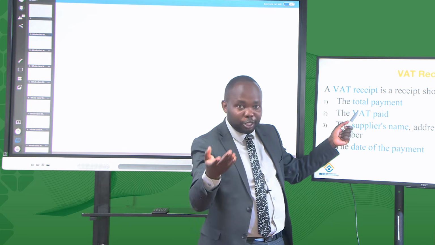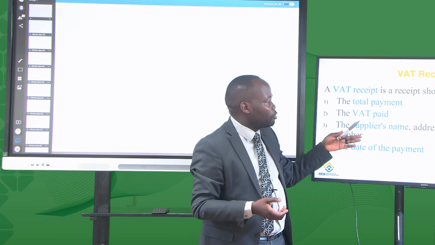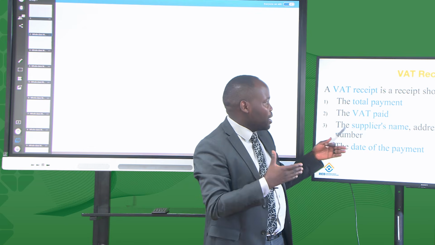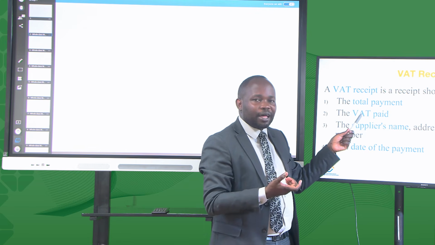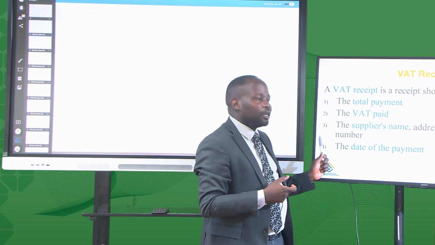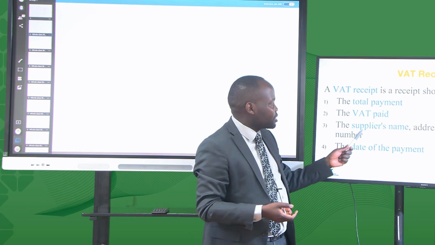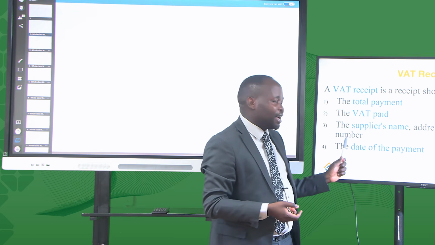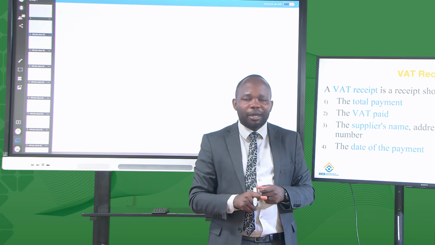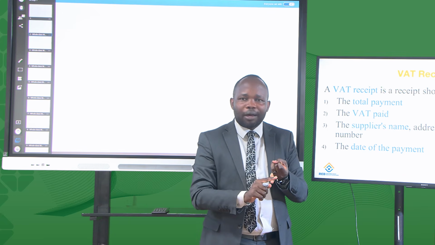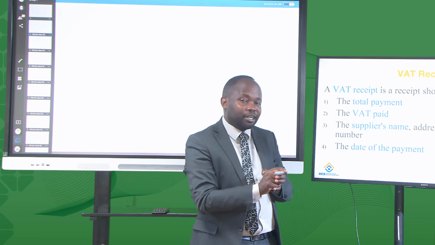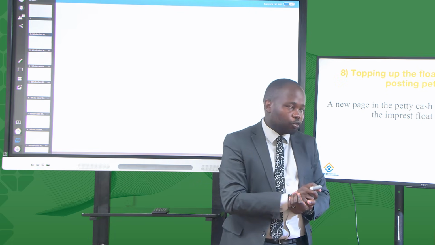Maybe the VAT paid is 18%. Maybe the total amount was 100,000. I'm talking of small amounts in an organization. Maybe 100,000, and then VAT out of that, 18% of it. And then the supplier's name, address, and VAT registration number, the person you have paid. So we must give their name, where they are located, and their TIN number or VAT registration number, and finally the date that the payment was made. So what should you reflect? Total amount, the amount of the VAT, the supplier's name, address, and VAT registration number or TIN number, and the date the payment was made.